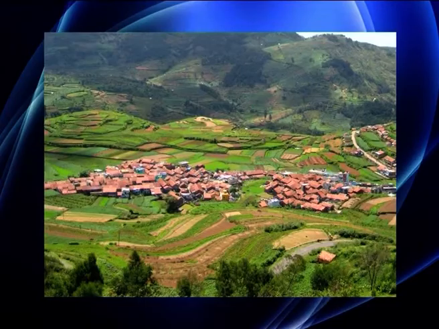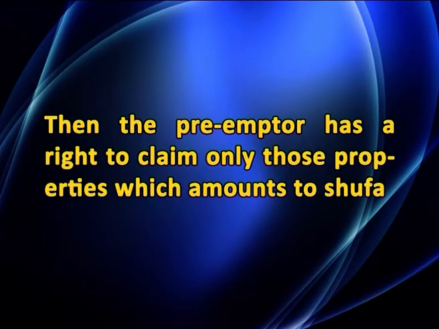Pre-emption must be claimed regarding the whole property and not a part only. There is one exception to this rule, that is, when several properties are sold by the same contract, including properties which are not the subject matter of pre-emption. Then the pre-emptor has a right to claim only those properties which amount to Shufa.